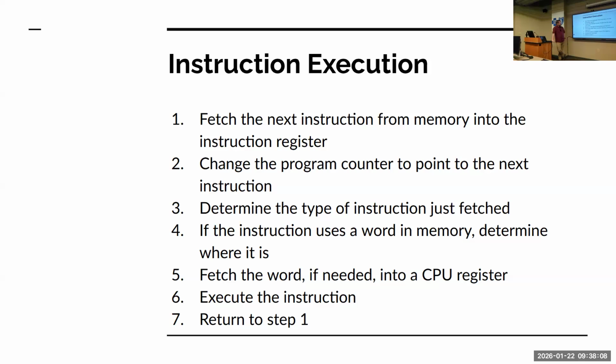But they have to be fetched, determine what type of instruction they are, and then if it's in memory, we need to access that memory. And then fetch that, if needed, into a register. So if an instruction needs some memory that's not already in a register, it has to go get it. And then it can execute the instruction. Once it's done that, we can go back to step one. Do it all over again.